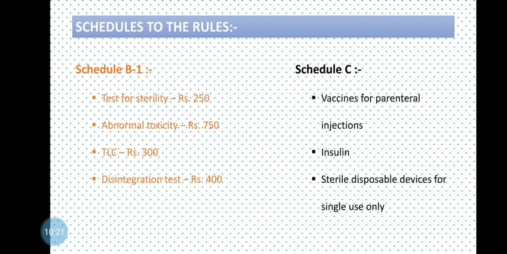Next, that is Schedule C. Schedule C stands for biological and special products. Biological means the medicine is prepared from a living organism, that is known as Schedule C, that is biological and special products. For example, vaccines. Nowadays you have seen that the COVID vaccine is prepared from the corona virus itself. Therefore, the word biological.